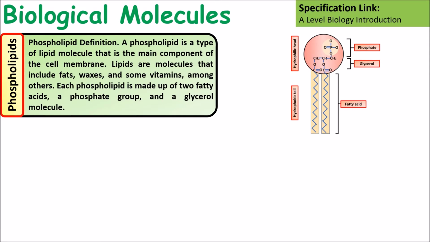A phospholipid is a type of fat that is found in cell membranes. It has a hydrophobic tail and a hydrophilic head. That means in a bilayer all of the hydrophobic tails will face each other, whereas the hydrophilic heads will face outside.